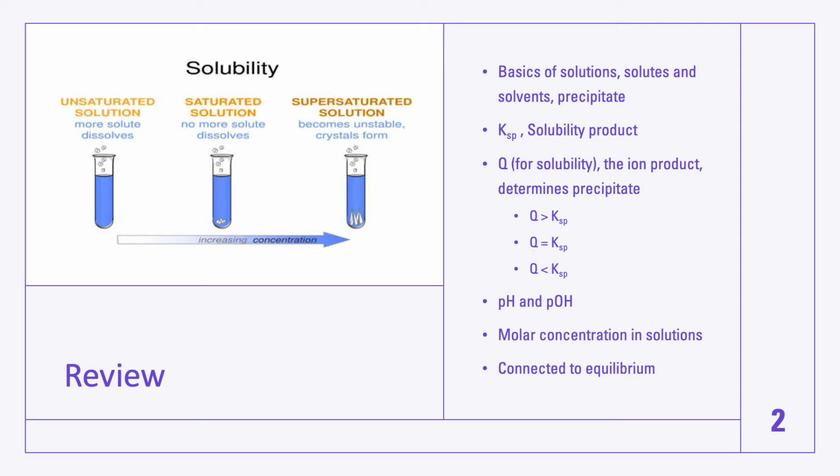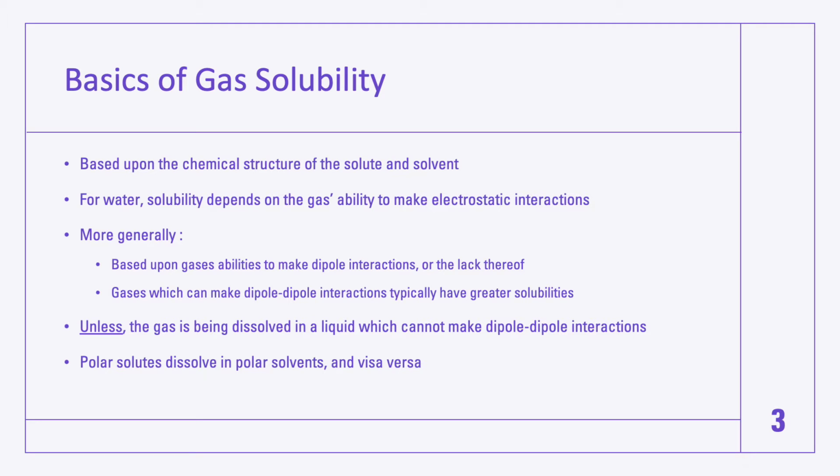We learned that if Q was greater than KSP, a precipitate should occur. If Q was equal to KSP, then the solution was just saturated and no precipitate would occur. And we also learned that when Q was less than KSP, then a precipitate could not occur. We also learned about the pH and pOH of solutions. We learned about how to find molar concentrations in solutions, and we connected all of what we learned back to the equilibrium idea. And so today we're going to be learning about the basics of gas solubility in water.